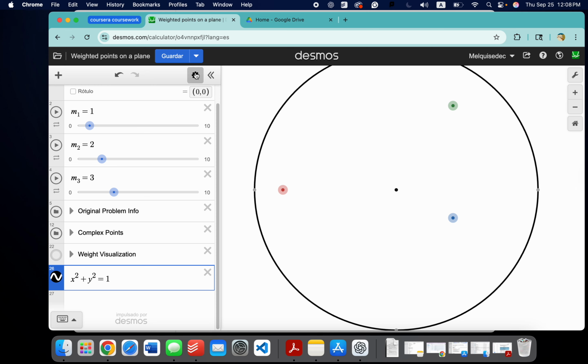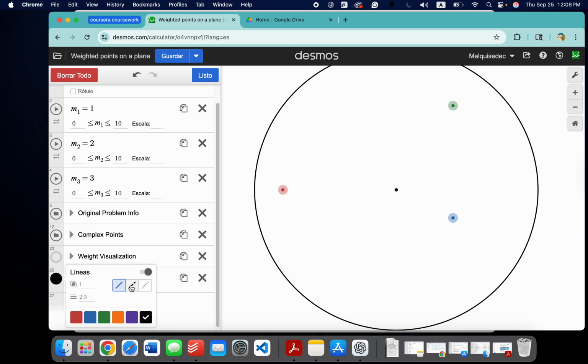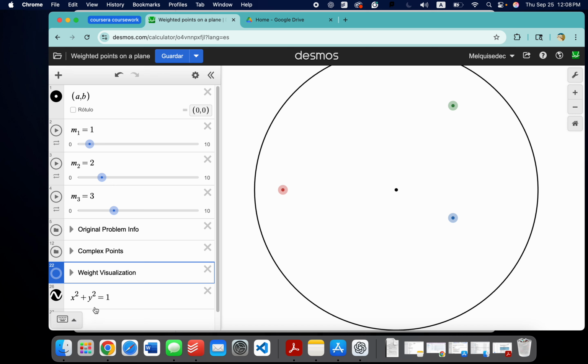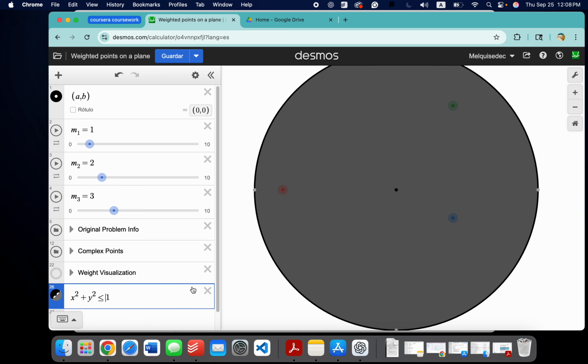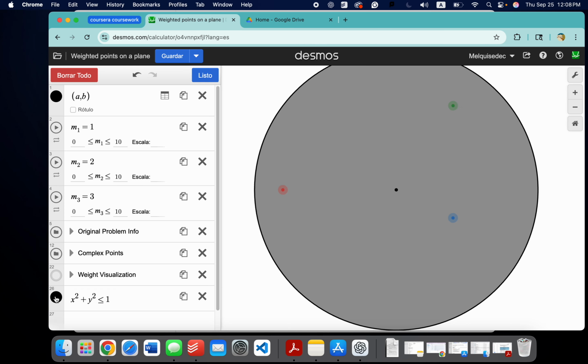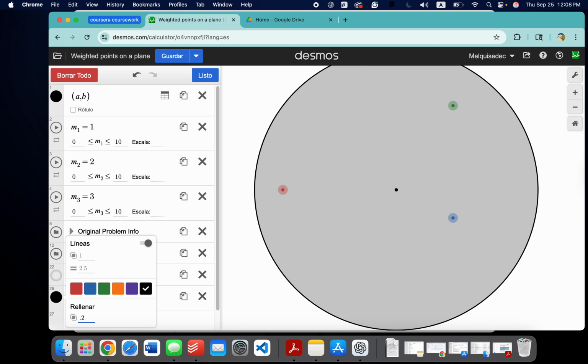But since it's a unit disk, we don't just want a circle, so let's make this an inequality, so it lies within here, and then let's change the opacity on that to maybe 0.2. So it's a little gray, but not too gray. I wonder, 0.1. Okay.